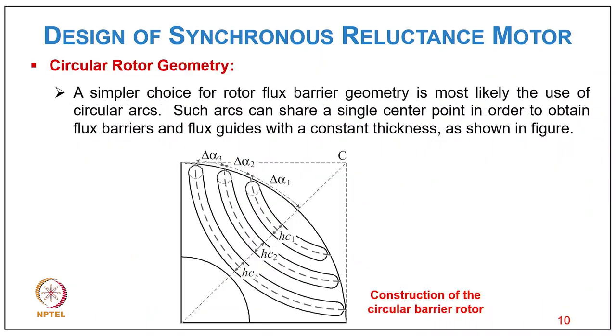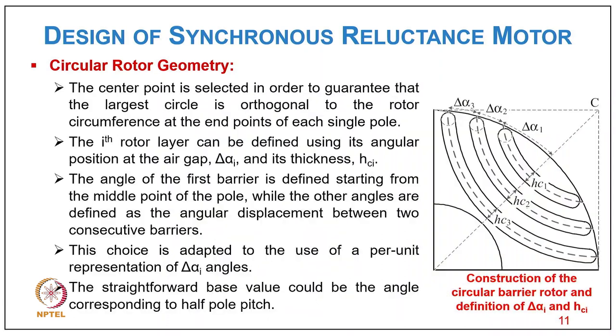You can see here, starting with the circular rotor geometry, the construction of the circular barrier. The simplest choice for the rotor flux barrier geometry is most likely the use of circular arcs. Such arcs can share a single center point in order to obtain flux barriers and flux paths with constant thickness, as shown here in the figure. The center point is selected in order to guarantee that the largest circle is orthogonal to the rotor circumference at the end point of each single pole, and the highest flux barrier layer can be defined using its angular position at the air gap, delta L phi, and its thickness HSI.